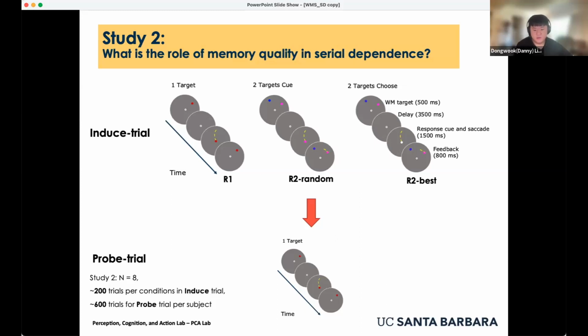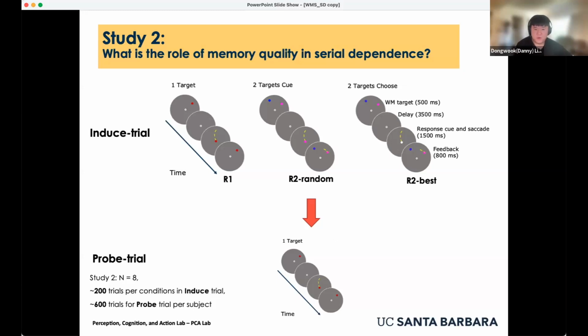In the R2 random condition, the participants were asked to recall the specific target location that matched the color of the response cue at the center. In the R2 best condition, participants were instructed to report the location of either one of the 2 targets that they felt they remembered the best. By introducing multiple conditions in the induced trials for study 2, we were able to differentiate the level of memory quality before the prop trial.